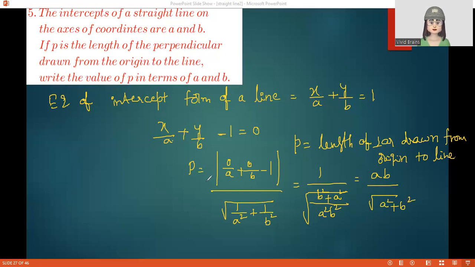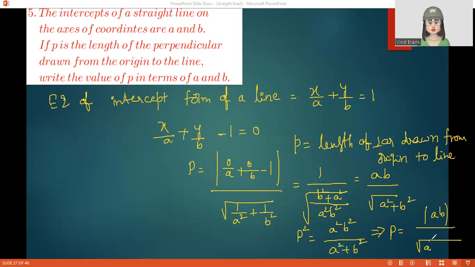So P square becomes A square B square by A square plus B square, which implies P is equal to mod AB by root of A square plus B square, because they asked for the length of the perpendicular. So this is the length of the perpendicular drawn from the origin to the line.